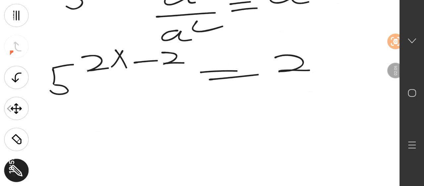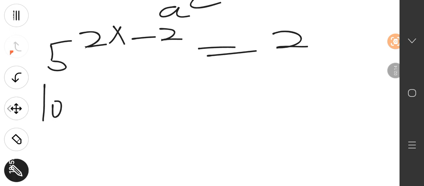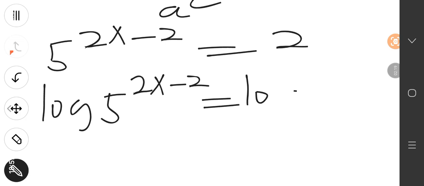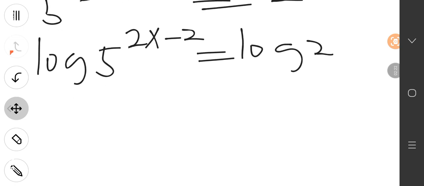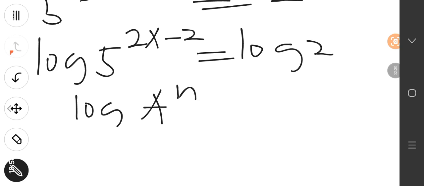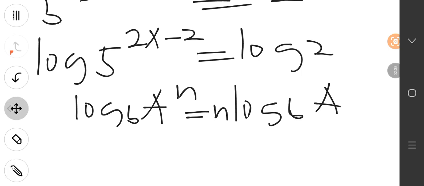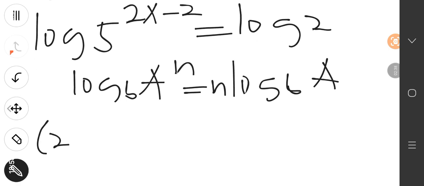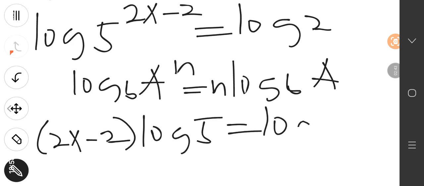Now this base and this base are not the same, so because of that we are going to apply log. So we say log 5^(2x-2) equals log 2. Now let's apply the logarithm definition at the left side of the equation. So we say log a^n base b equals n log a base b. So we're going to have (2x-2) multiplying log 5 equals log 2.